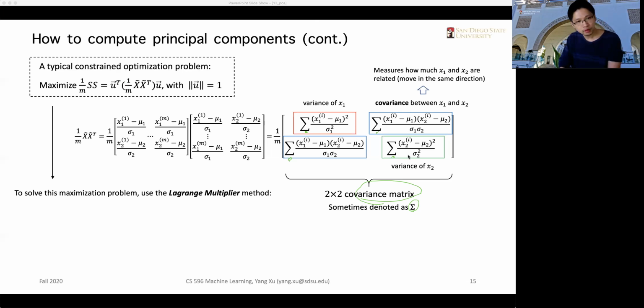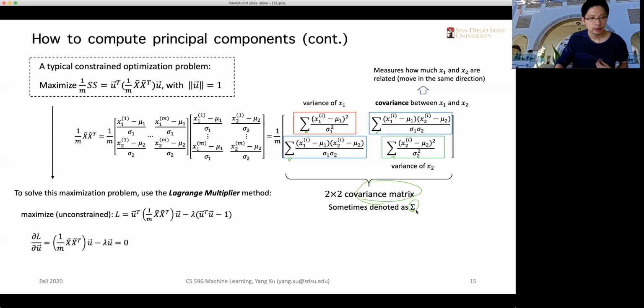Okay. So now back to the optimization problem. Now we need to use the Lagrangian multiplier method, right? We need to define an extra variable, lambda, and construct the Lagrangian. Now we convert the constrained optimization problem into an unconstrained Lagrange optimization problem. So this L is our new target function that we want to maximize.